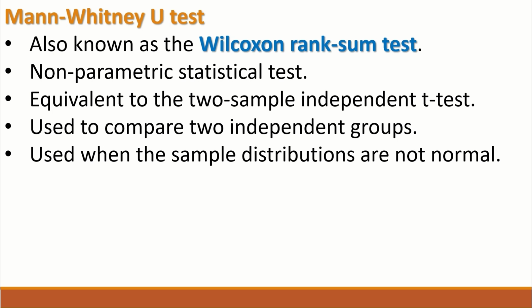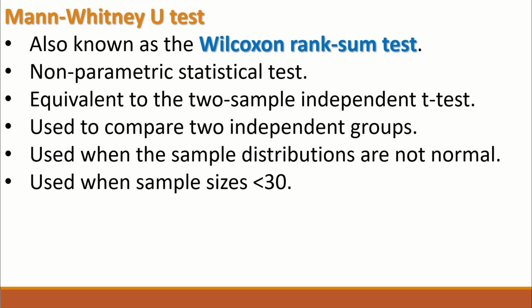So when there are two groups and the data in one or both of the groups are not normally distributed, then the independent t-test cannot be used, and Mann Whitney U test is an alternative statistical test to use. It is also used when the sample size is too small.